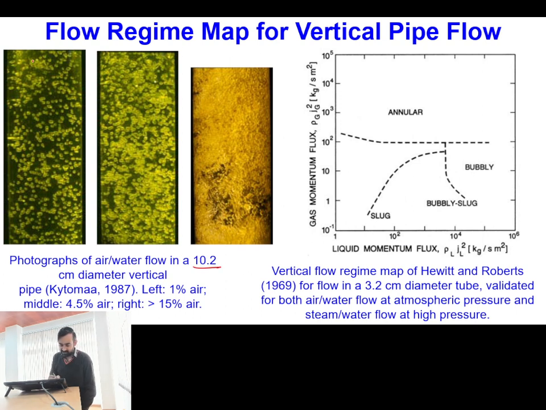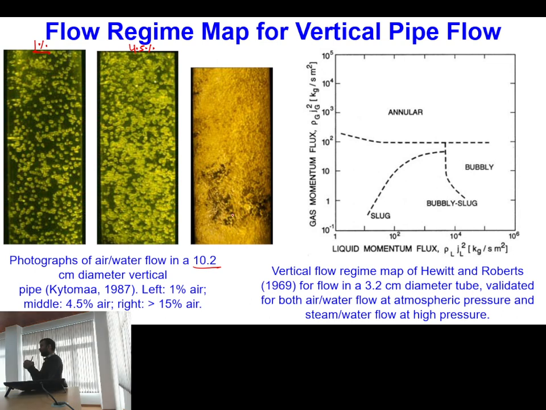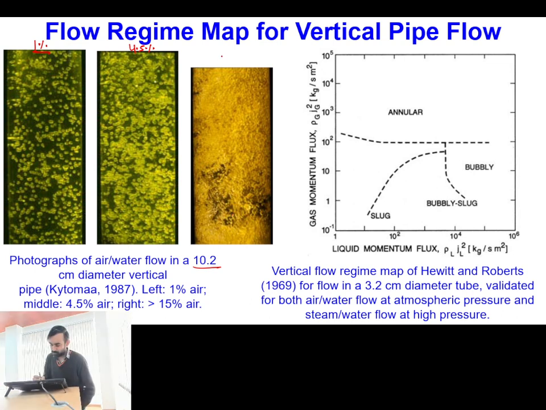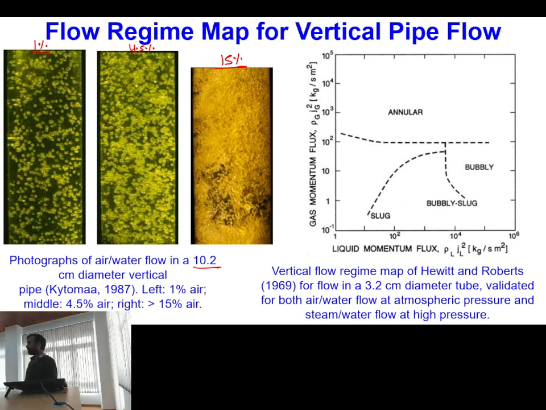And in this case, you can see the extreme left figure is having a smaller number of bubbles, and bubbles are kind of separated from each other. So in this scenario, volume fraction is almost close to 1%. Then the central portion is where volume fraction is close to 4.5%. And then you have a more intermittent design, where now the coalescence of the bubbles is taking place. So this is close to a volume fraction of 15%. Is this one clear?